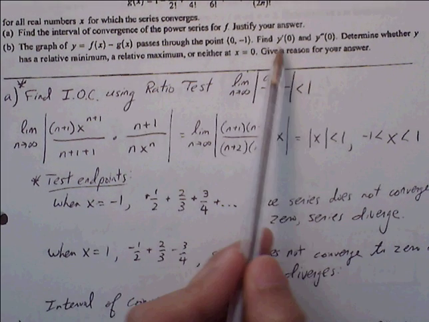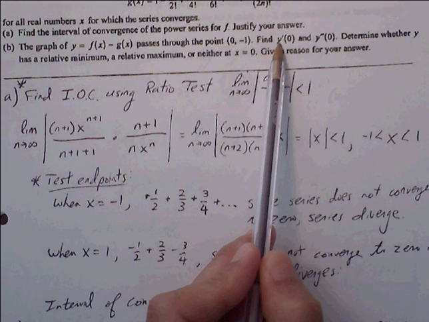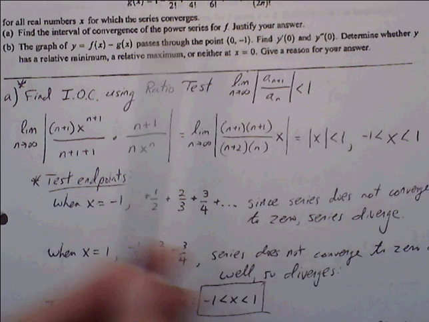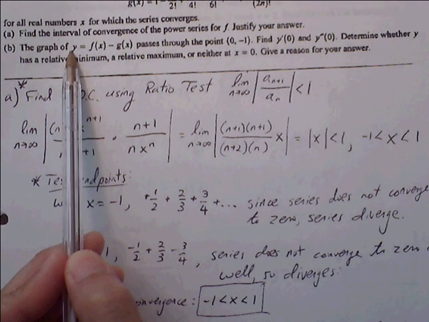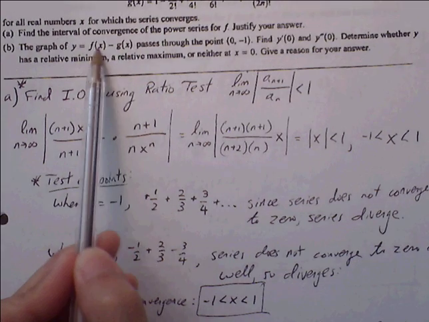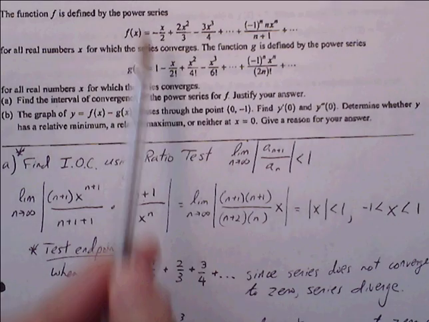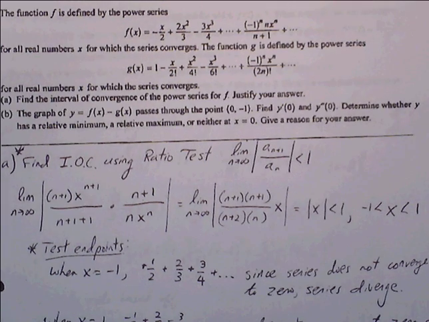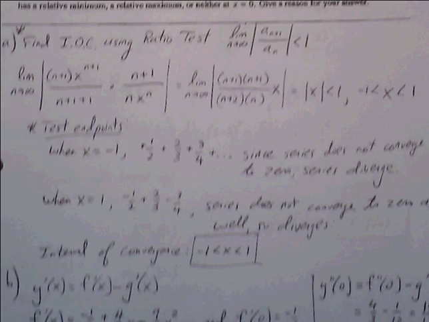So we want to find y prime of x first, and then we can plug in 0 to find y prime of 0. So we're given what y of x is. So if we want to find y prime, it will just be f prime minus g prime. So we can just find the derivatives of each of these terms and use that to help us find y prime of x, and then y prime of 0.